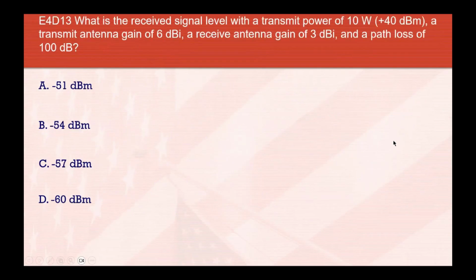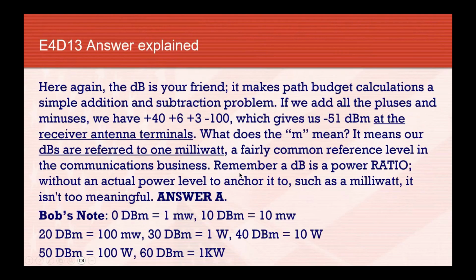Receive signal level with transmit power of 10 watts, which is plus 40 dBm. Transmit antenna gain of 6 dBi. Receive antenna, what's the path loss? And we basically just add those things up. It's minus 51 dBm. And again, there is the way that those are put together. If you want to do that, you can. Or if it's easier just to remember the answer, that may be simpler still.